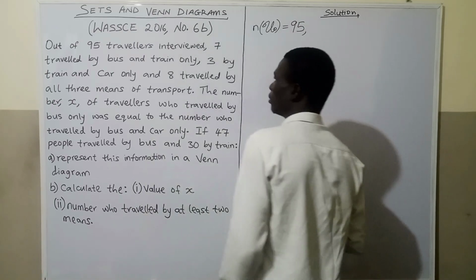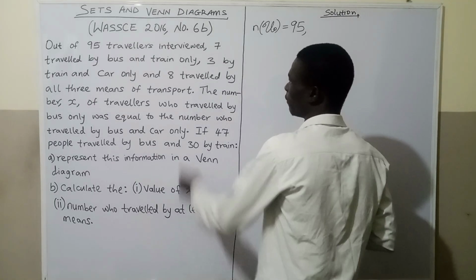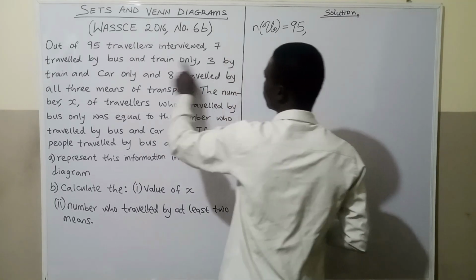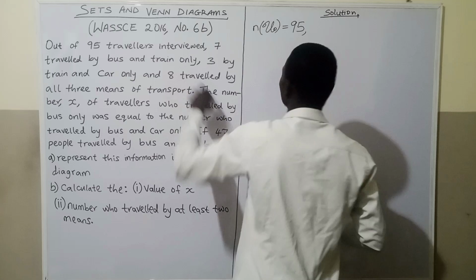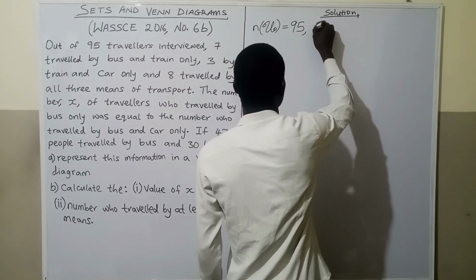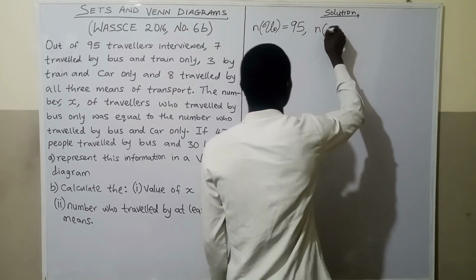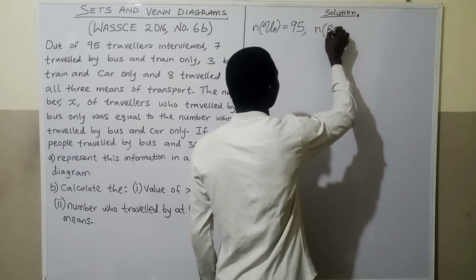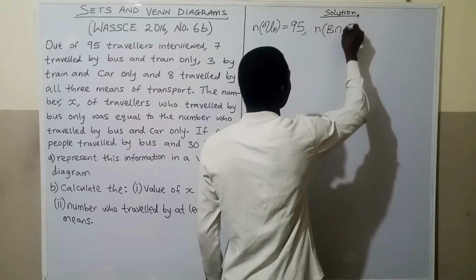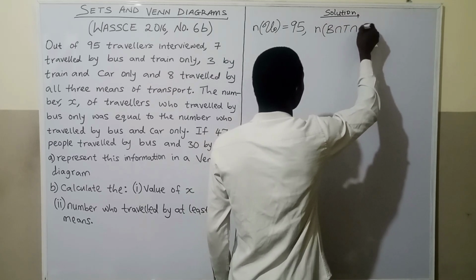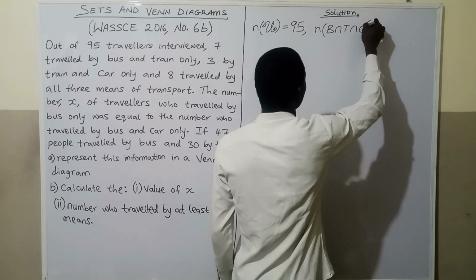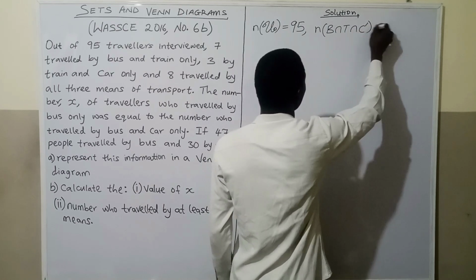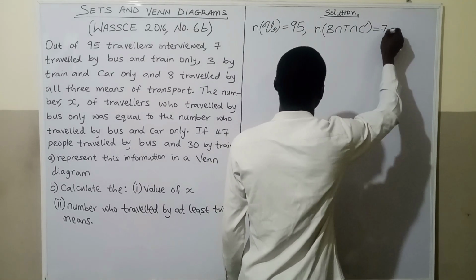Those who traveled by, the first one that was mentioned, 7 traveled by bus and train only. So those who traveled by bus and train only, that's going to be the number of travelers who traveled by bus, intersection train, intersection car prime. That's bus and train only. There are 7 of them.